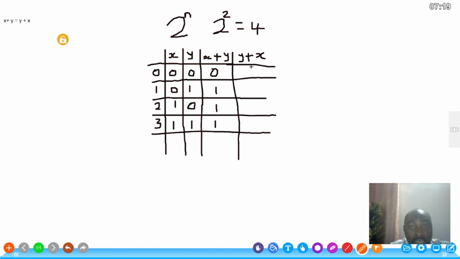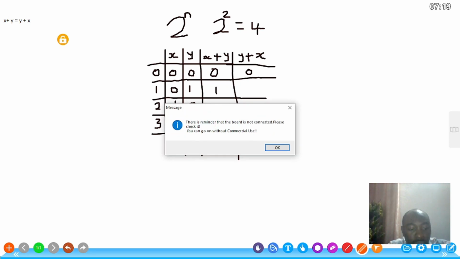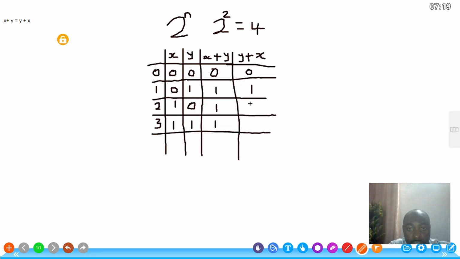For the right hand side, we have y plus x. So y plus x, this is going to be 0 as well, this is going to be 1, this is going to be 1, this is going to be 1 also. With careful observation, you see that you're having the same output, so x plus y is equivalent to y plus x. So that is it for the first expression, at number 9.